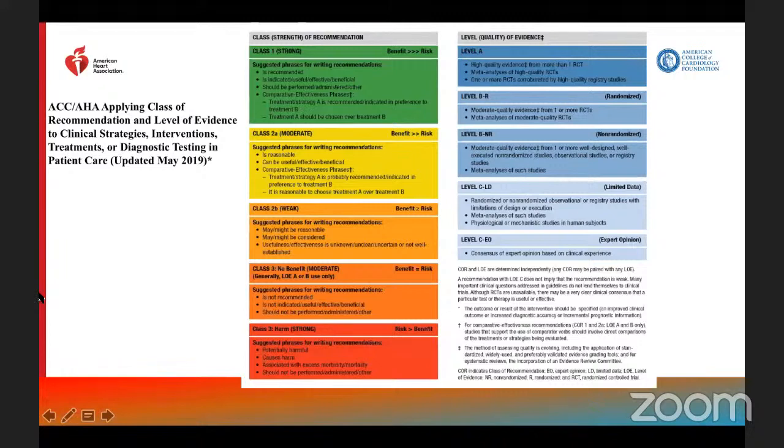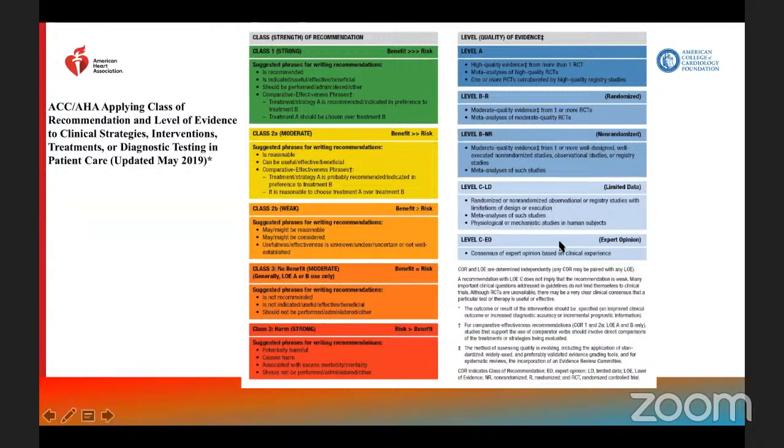To start with, this is just a reminder for the class of recommendation, ranging from class 1 with a strong strength of recommendation to class 2A with a moderate strength of recommendation, where the benefit is still higher than the risk of the intervention being used. Class 2B with slightly weak strength of recommendation, with the benefit being more than or equal to risk. Class 3 is divided into two: no benefit, where the benefit equals risk, or class 3 harm, where the risk is higher than the benefit.